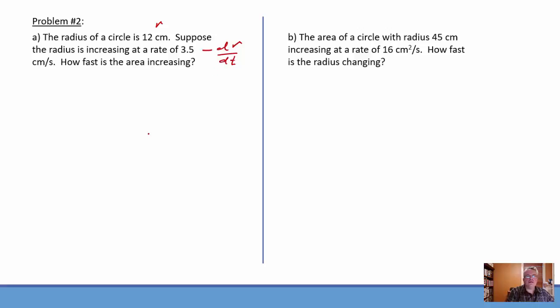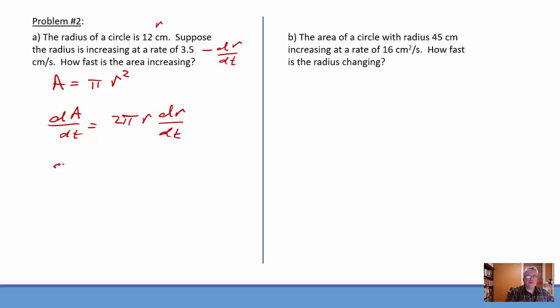That's the rate of change of the radius. How fast is the area increasing? Well, we know the area formula is A equals pi r squared. And when we take a derivative with respect to t, dA/dt equals 2 pi r dr/dt, just like the last problem.